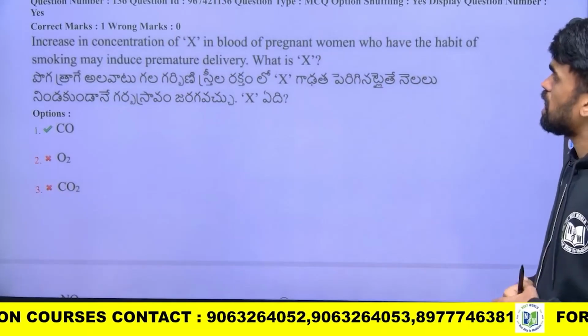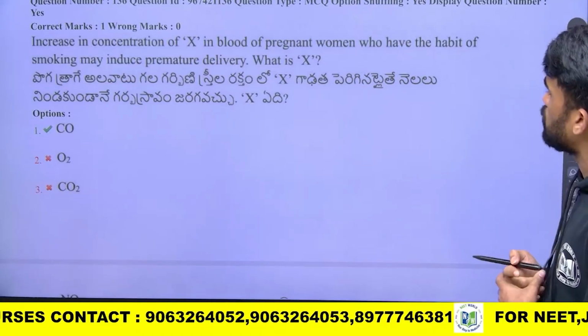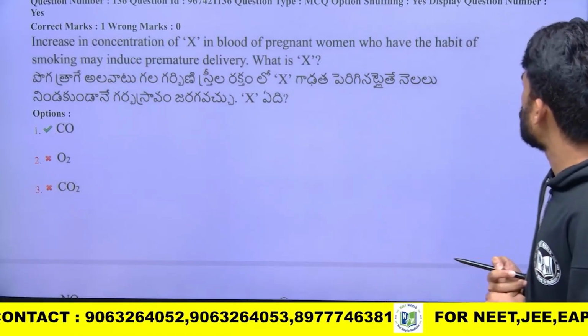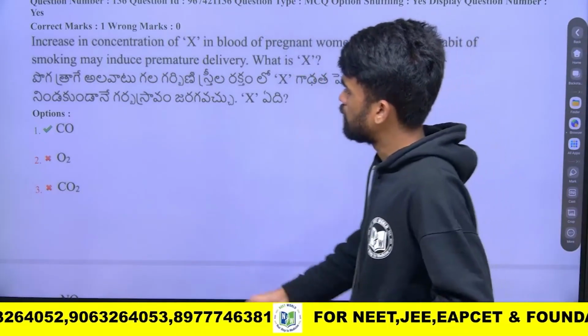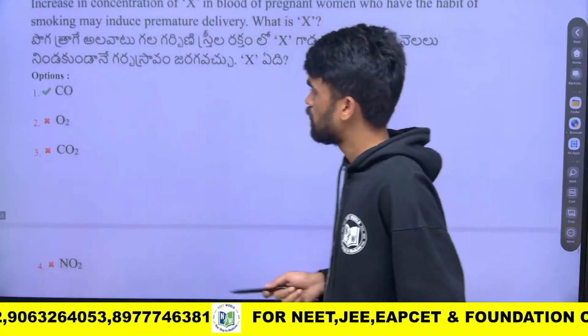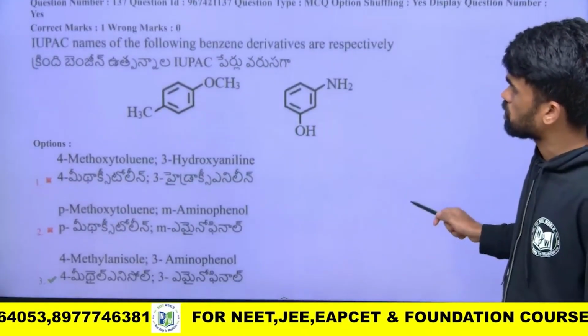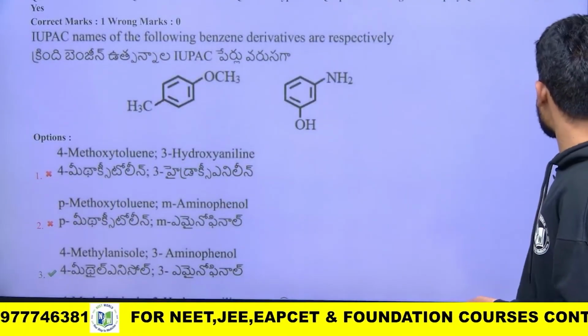Increase in concentration of X in the blood of pregnant women who have the habit of smoking may induce a premature delivery. What is X? That is carbon monoxide. Okay, that is a general question. Next, what is the IUPAC name of this compound?